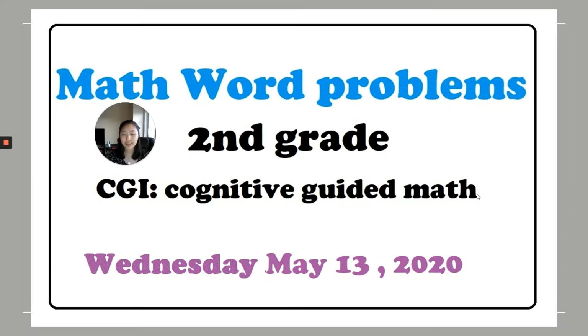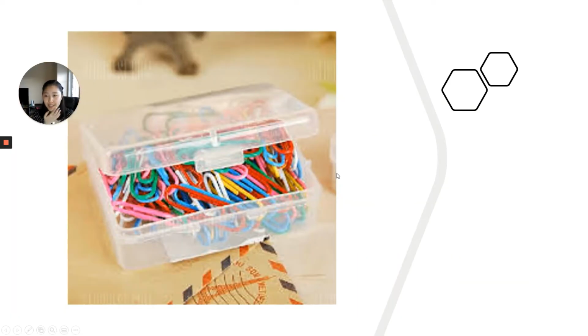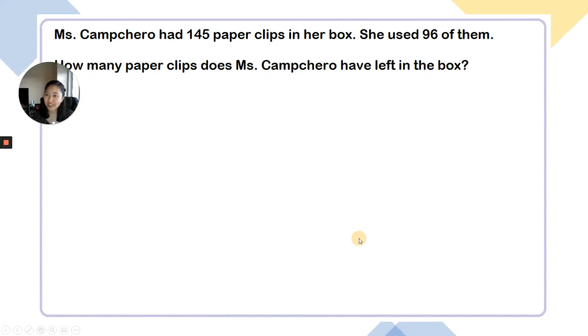Second graders. Today is Wednesday, May 13th, and today's problem is actually about a first grade teacher, and her name is Miss Camchero, and this is about her and paper clips. And we're going to say Miss Camchero has 145 paper clips in her box. She uses 96 of them. How many paper clips does Miss Camchero have left in the box is the question today.